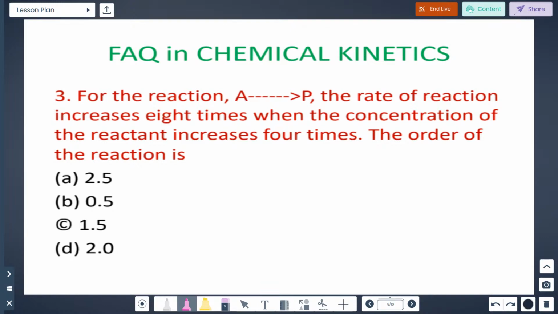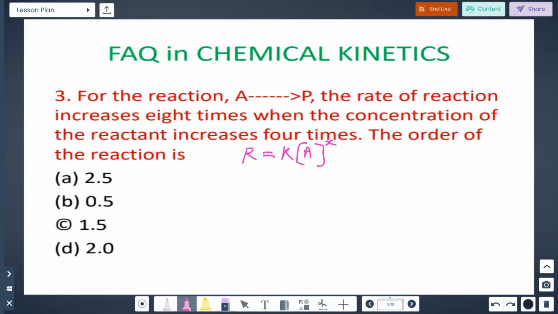How to write the rate of reaction: R is equal to K into concentration of A, power X. X is the order, we don't know the order. I am writing the rate of reaction for this equation. R is called the rate of reaction, K is called the rate constant, A is the concentration of the reactant, X is called the order. Any equation given, we can write like this. Understood? Now see the sum.